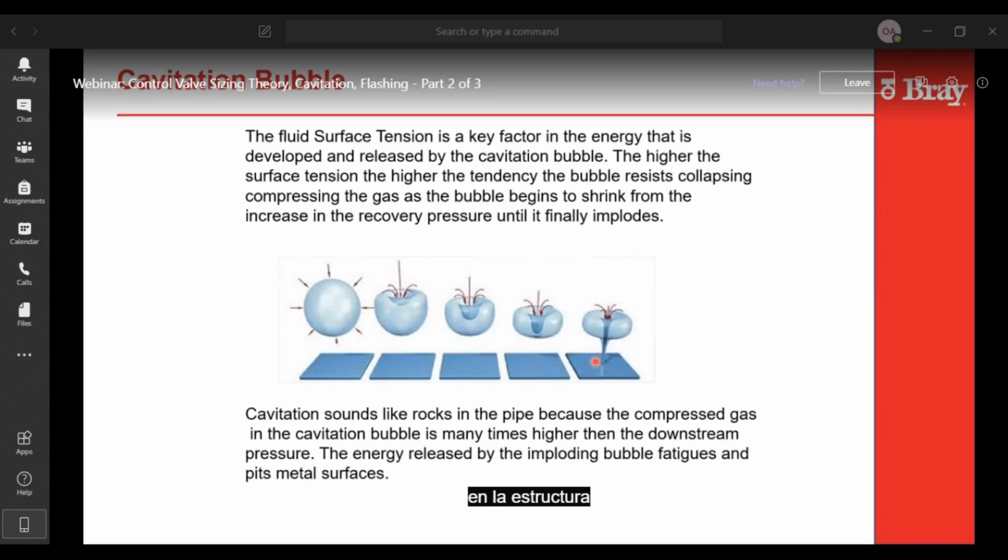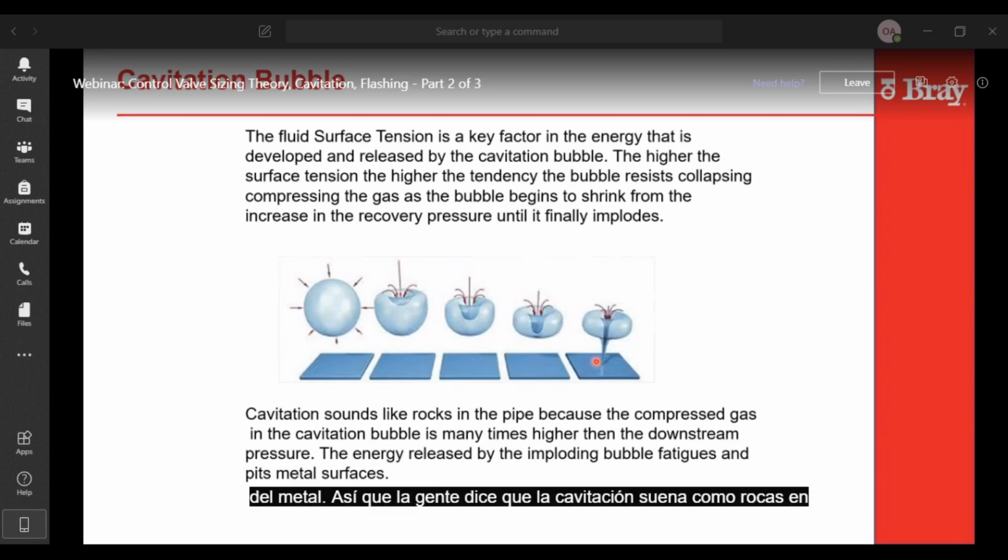So people say that cavitation sounds like rocks in the pipe, and the rocks are highly compressed gas bubbles. When these bubbles compress, there's high pressure gas inside, and they're very hard, and that's why they sound like rocks. And when they finally do compress and release, if they implode in the center of the fluid flow, there is no damage. It's only when they compress and release their energy against the metal surface that damage is caused.